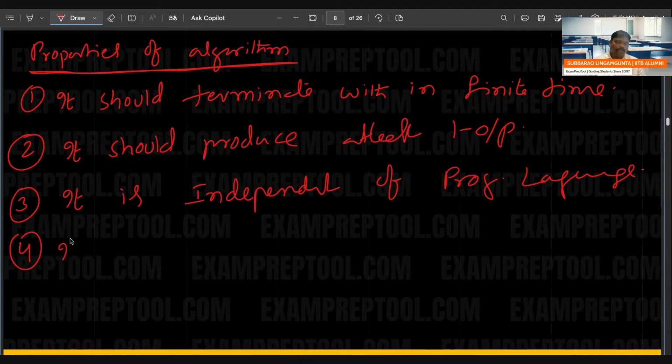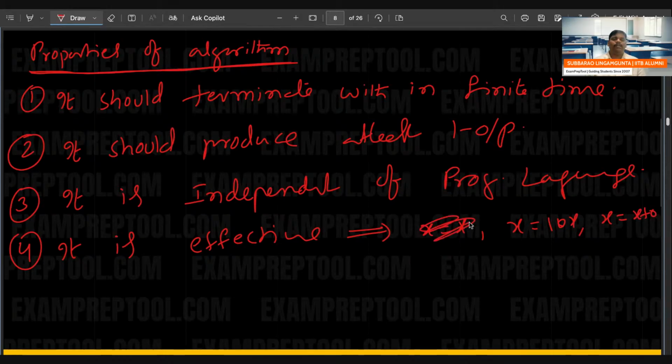Fourth, it is effective. You should not write in your algorithm something like X is equal to X, or X is equal to 1 into X, or X is equal to X plus 0. These are unnecessary and can be avoided. An algorithm should be effective. It should terminate within finite time, produce at least one output, be independent of the programming language, and be effective.